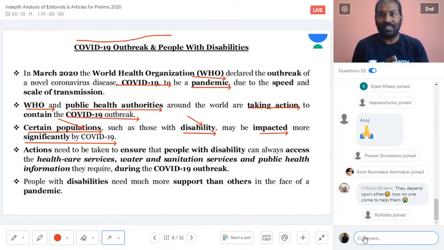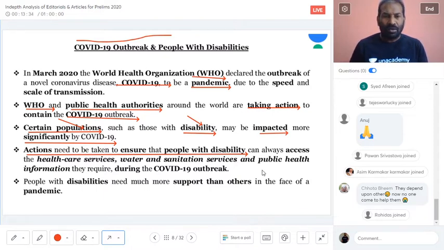This is essential, very crucial for people with disability, the PWD. Actions need to be taken to ensure this. These actions are not only from individuals, that is the citizens, or only from the public, or only from the government. They should be in regards to healthcare services, water and sanitation services, and public health.